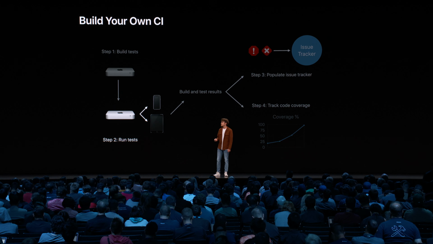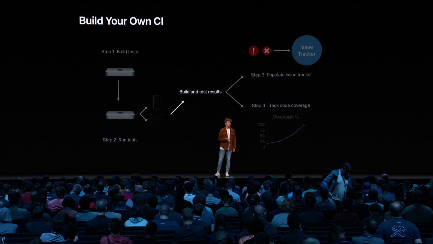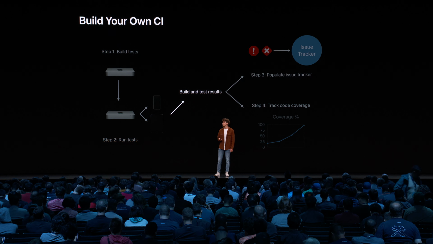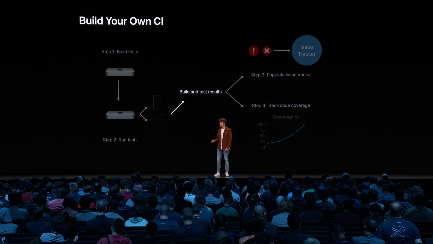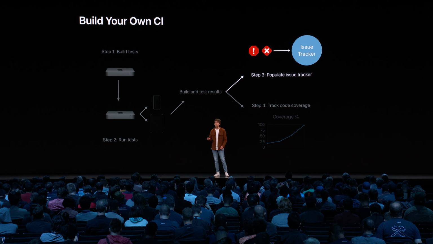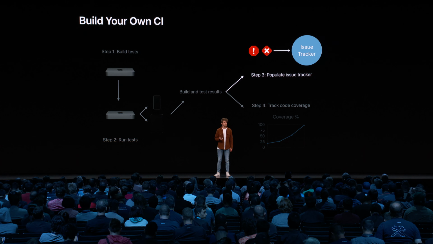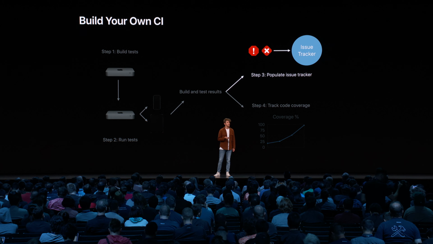The first 2 steps will produce a set of build and test results. These results will serve as the source of data for our next 2 steps. In step 3, we'll mine the build and test results for failures in order to populate our favorite issue tracker. And finally, in step 4, we'll track our code coverage over time to get a sense of how we're doing in terms of our overall test coverage.